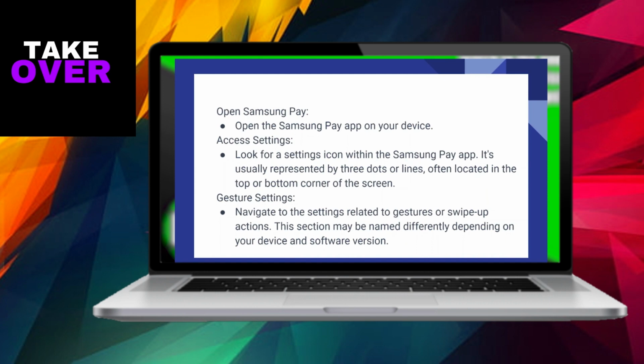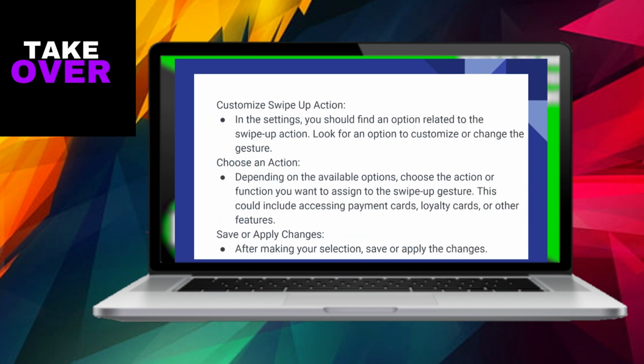Now, it's time to personalize your swipe up action. Within the settings, seek out the option dedicated to customizing this gesture. Look for phrases like customize swipe up action or something similar. Once you've located it, proceed to select an action that aligns with your preferences.